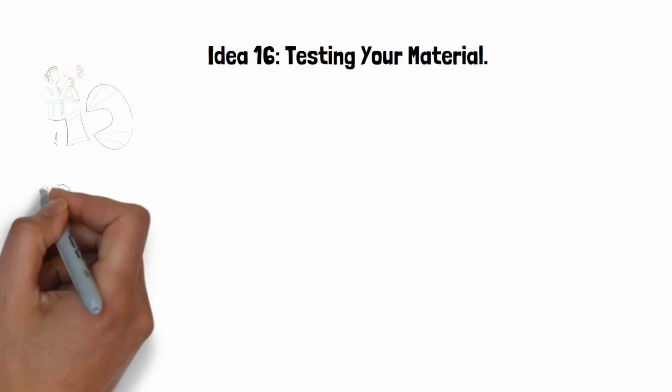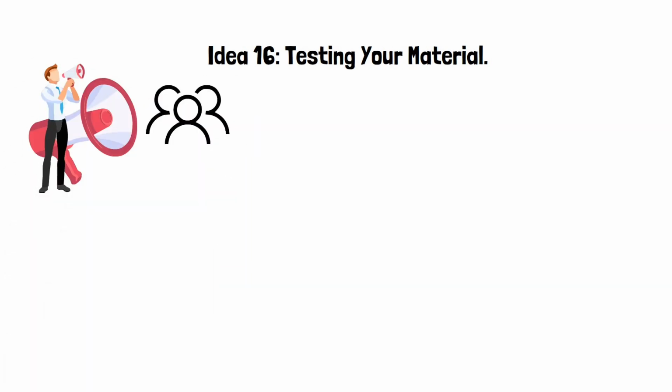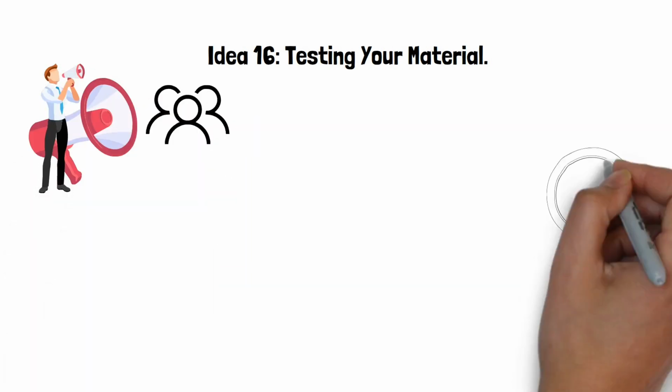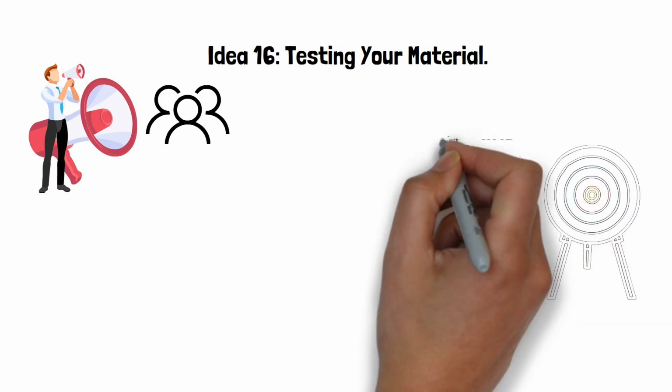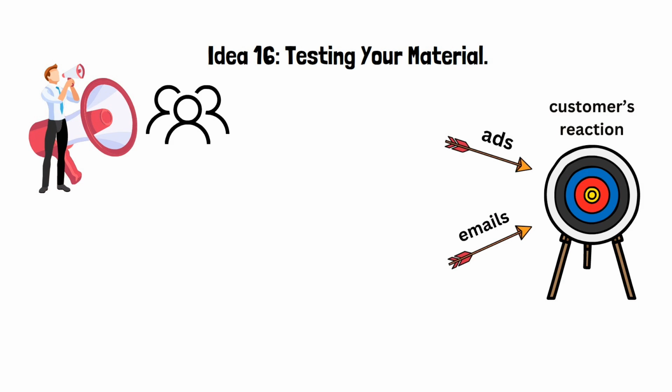Testing your material is about making sure your marketing messages hit the mark with your audience. Imagine you've got a bunch of arrows. These are your ads, your emails, your landing pages. Now you need to hit the bullseye. That's your customer reacting, buying, or taking the action you want them to take.